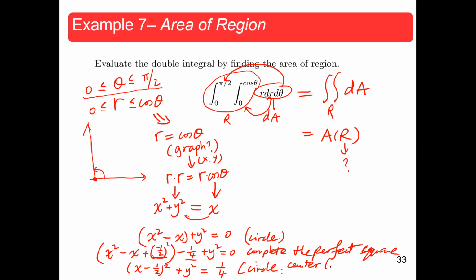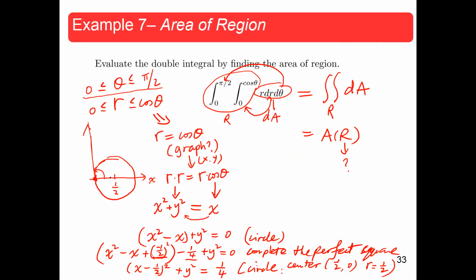whose center is going to be at (1/2, 0). And radius is going to be the square root of 1/4, so radius is going to be 1/2. All right, so if you sketch it, basically the center should be at (1/2, 0) on the x-axis, and the radius is 1/2. So this is going to be a circle, right?